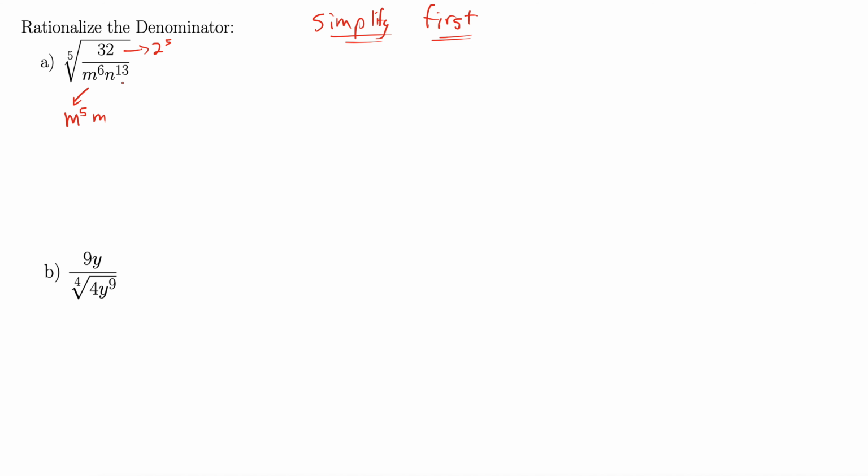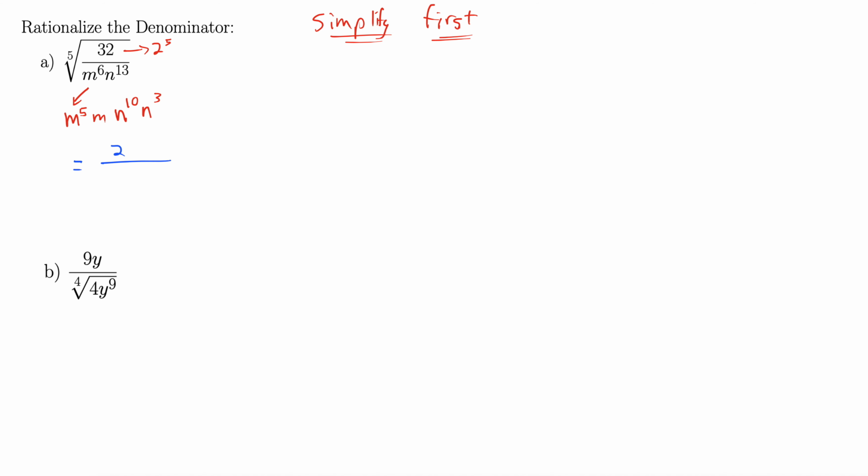Same thing with n to the 13th. I'm going to break that up as n to the 10th, because 10 is divisible by 5. That leaves n cubed behind. So let's clean this all up. We have the fifth root. We decided this was 2 to the 5th, and the fifth root of 2 to the 5th is just 2.